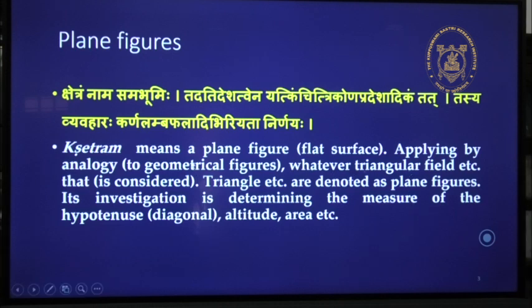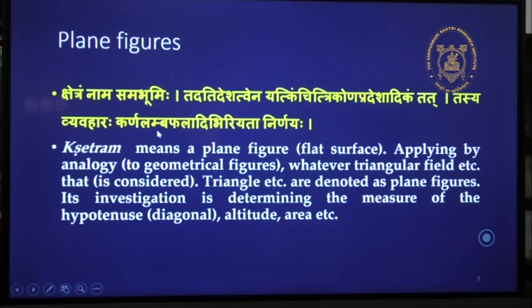Tasya Vyavahara Karana Lamba Paladibhireta Nirnayaha. So Karana is a diagonal for the quadrilateral and also the hypotenuse for a right triangle. Lamba is altitude, Pala is area, etc. So determining all this constitutes the Vyavahara of Kshetra.